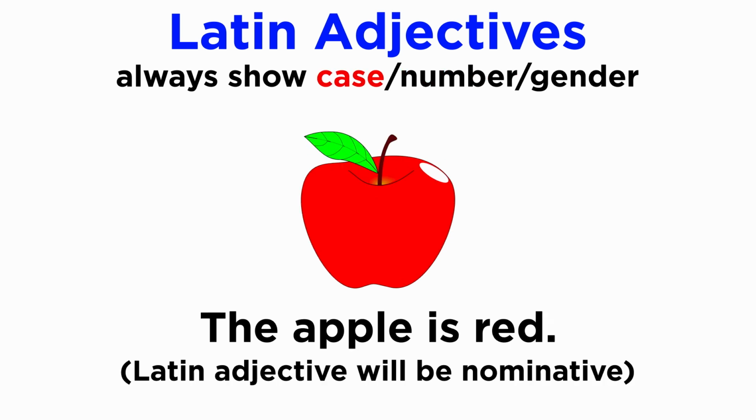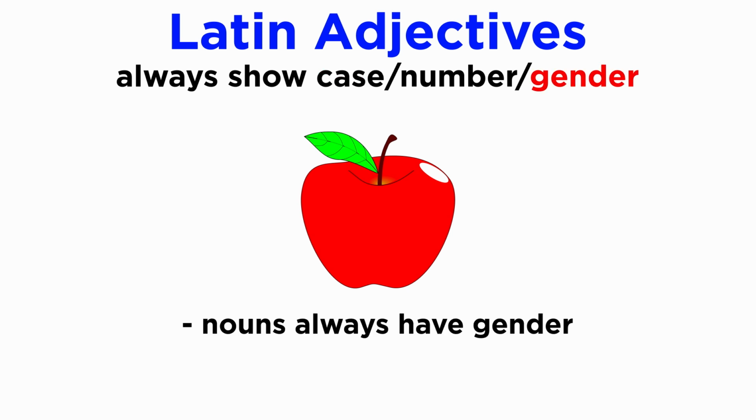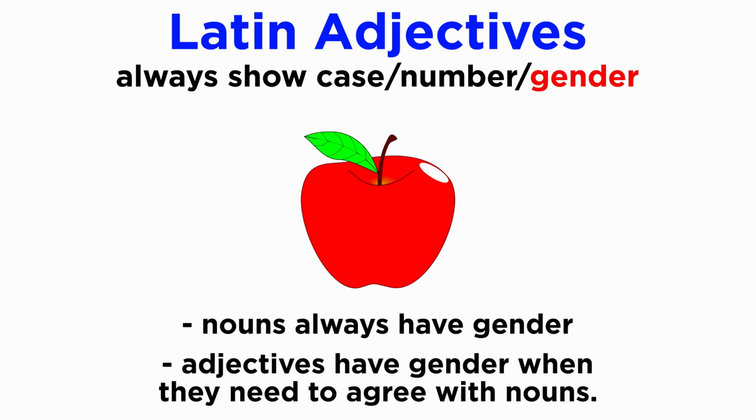If the apple is a subject, as in the apple is red, and therefore found in the nominative case, so will the adjective. If the noun is a direct object, and thus accusative, as in I eat the red apple, the adjective will need to agree with that instead. Of course, let's not forget that all nouns in Latin have gender, while the adjective will only have it when it agrees with a noun.